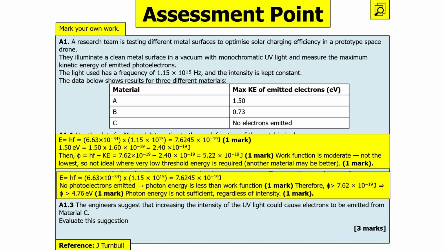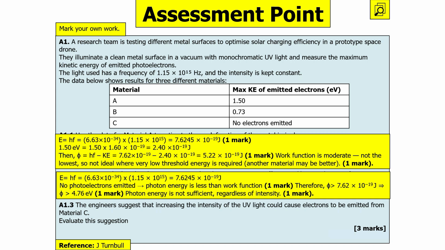In our next one, we know E equals hf. Once again, that's 7.6245 times 10 to the minus 19 joules. Now, no photoelectrons are emitted when the photon energy is less than the work function. So this tells us that the work function must be greater than this value, 7.62 times 10 to the minus 19 joules. So therefore, the work function must be greater than 4.76 eV.